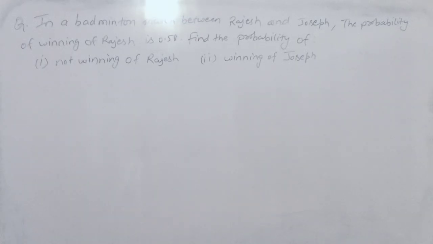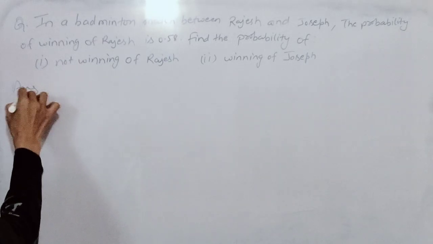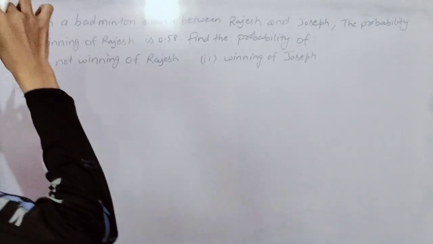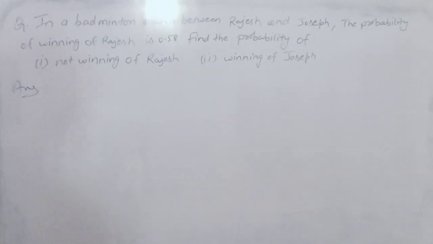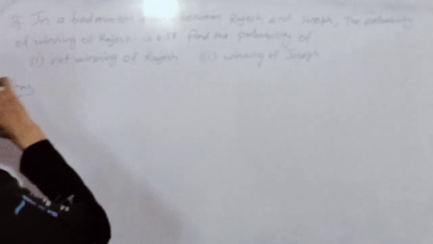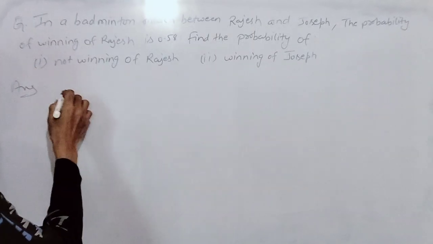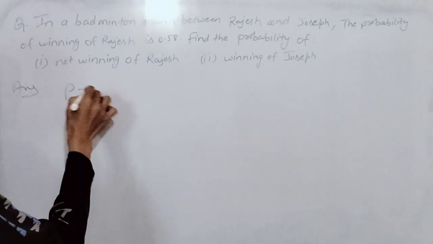In a badminton match between Rajesh and Joseph, the probability of winning of Rajesh is 0.58. So the probability of winning of Rajesh is given already. Find the probability of not winning of Rajesh.